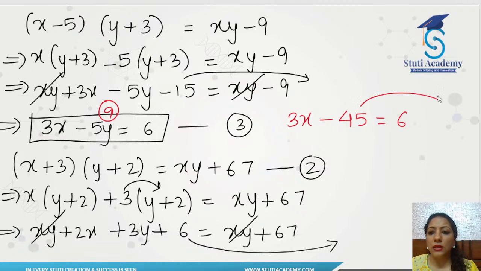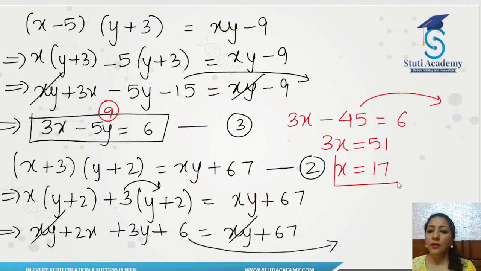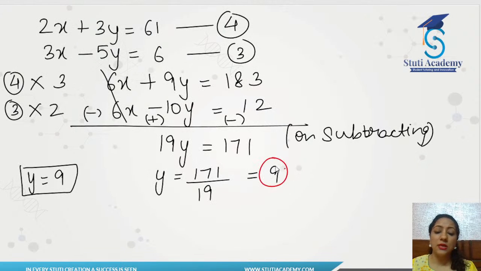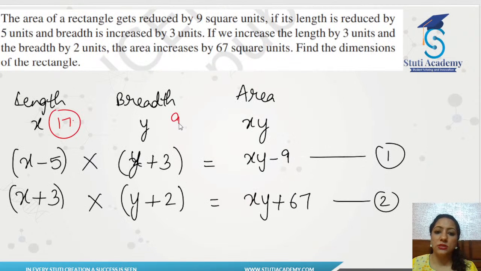This 45 will go on the other side. We will get 3x is equal to 51. 6 plus 45 will give us 51. So x here is 51 upon 3. 51 divided by 3 will give us how much? 17. So finally, according to this question, we have the length as 17 square units and the breadth as 9 square units, which is 9 units, not square units. It's units only because here we are talking about the measures of the dimensions of the rectangle. So the length here is 17 units and the breadth here is 9 units.